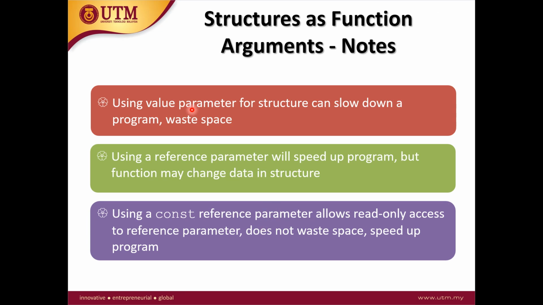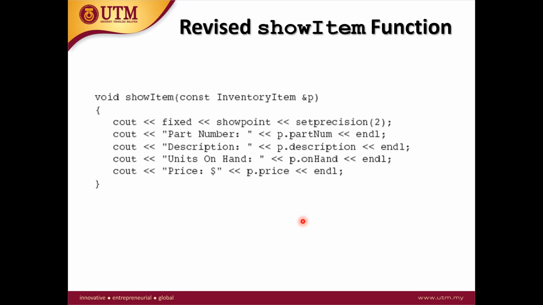So sometimes using the value parameter for structure can slow down a program. So instead of that, we can use the reference of the parameter, as we've got here, and we can use a constant reference parameter, which only allows read-only access to the reference parameter. Okay, so you can only read data from it. For example, we've got a constant inventory item. We just revised the previous example. We need to do that, and then we are going to say the reference of that structure. In this case, the content of the program is the same, but it speeds up the program because we've used the reference instead of the values.